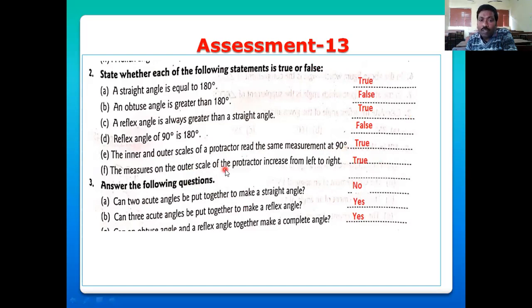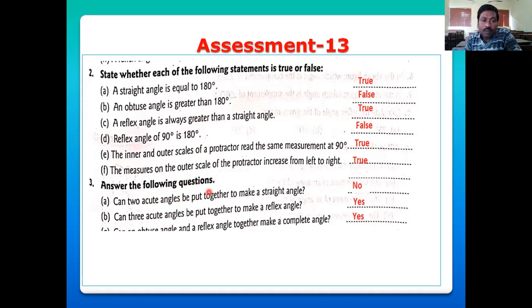The measure of the outer scale of the protractor increases from left to right. Yes, when you see the protractor, you will find that the measure of the outer scale increases from left to right. This is the left and this is the right. So here it is true.